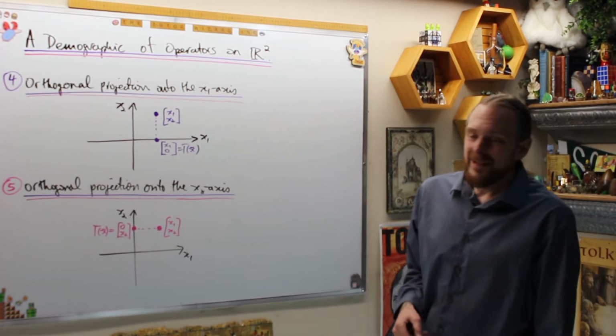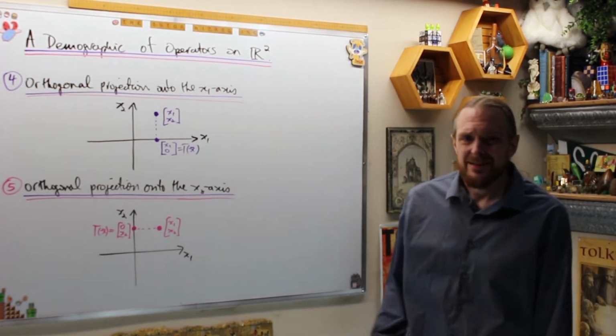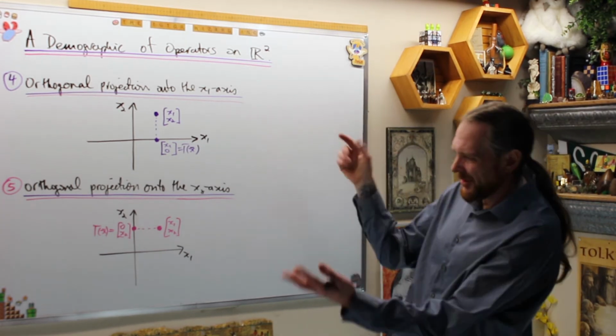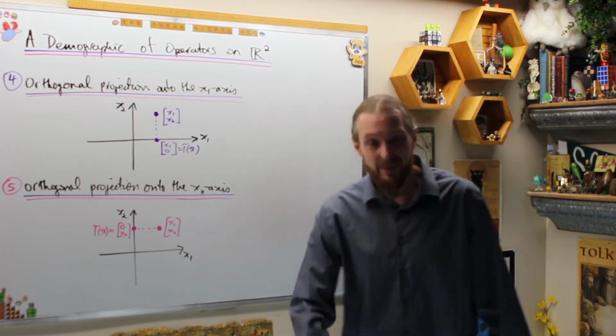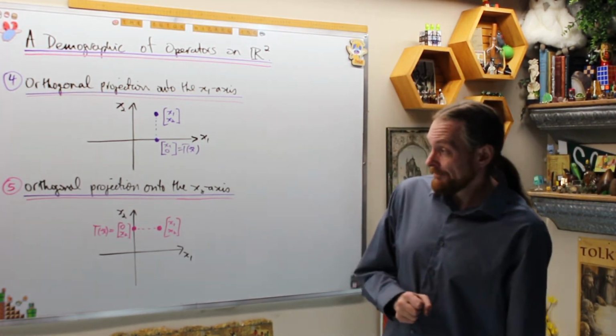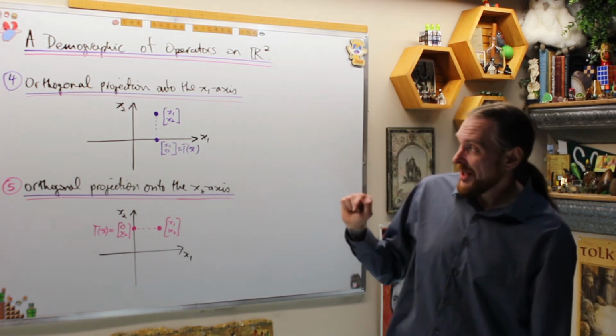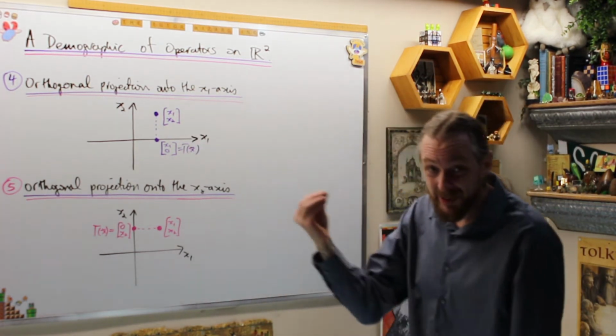All right, for our next two categories, we'll do orthogonal projections onto the x1 and x2 axis. Again, we can do this onto a general vector in the plane if you want, or onto a vector in the direction of a line, but we'll do that next time in the more complicated general linear operators on R2. The first one is projection onto the x1 axis, and again, we can just do this intuitively and pictorially.